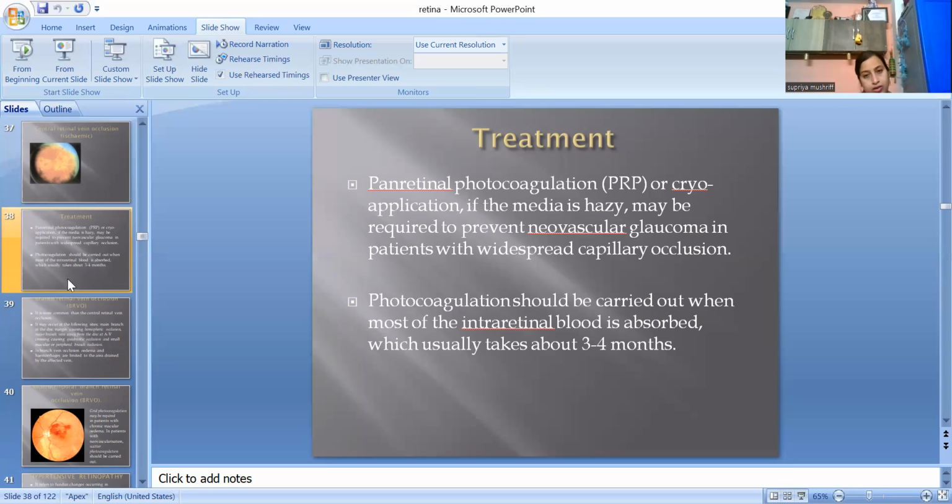and this condition will be reversible as compared to non-ischemic CRVO, which can be reversed by PRP, pan-retinal photocoagulation, and anti-vascular endothelial growth factor injection like Avastin, Bevacizumab. So hence ischemic CRVO is more vigorous than non-ischemic CRVO. Now, the photocoagulation should be carried out when most of the intraretinal blood is absorbed, which usually takes about 3 to 4 months.